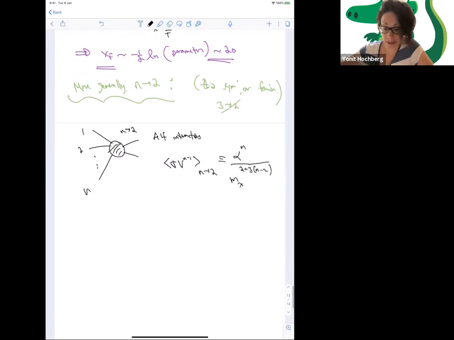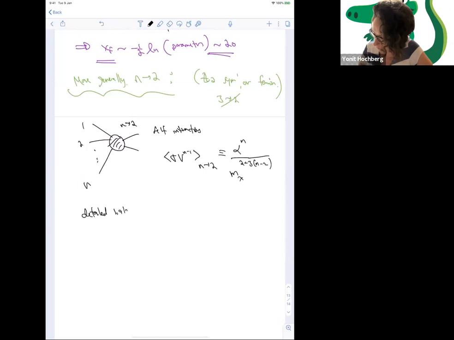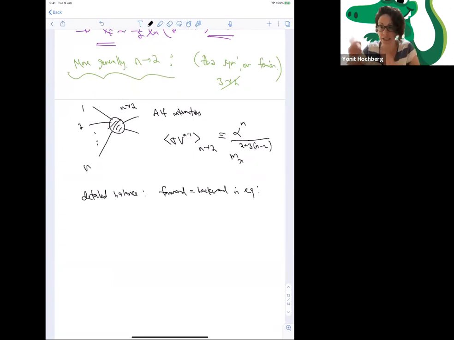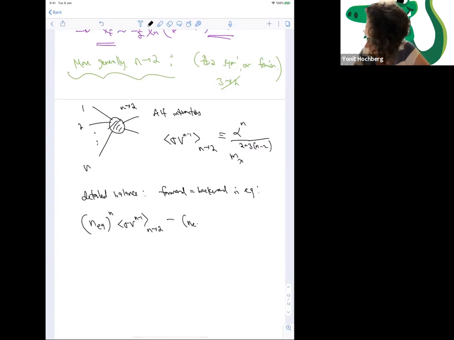Let's work through detailed balance. Remember that detailed balance says that forward processes equal backward processes in equilibrium, because in equilibrium they should be canceling. Forward in this case is n to 2, and that has to equal the backward, which is the 2 to n, when things are in equilibrium. So let's write that out. If I think of the collision terms sitting on the right-hand side of my Boltzmann equation, from the one hand, I have the number density in equilibrium, n particles meeting, times the thermally averaged cross section for this n to 2 process. And from the flip side, I have the 2 to n process, so I have n equilibrium squared times sigma v 2 to n. Everything is in equilibrium, so this should equal 0.